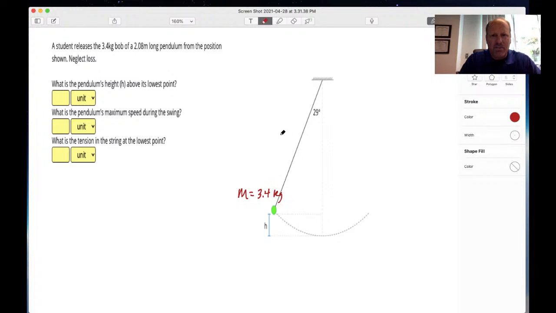And the length of the pendulum, this is important, is equal to 2.08 meters. I'm going to put that a little bit further out, just so we have that information clear. So the mass is 3.4 kilograms, and the pendulum length is 2.08 meters.